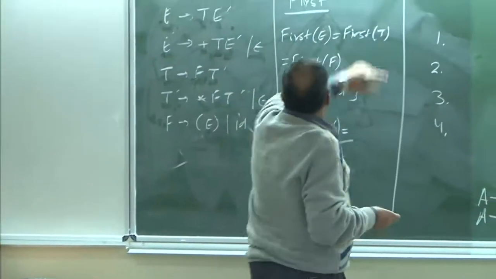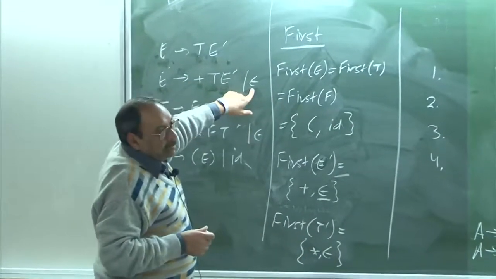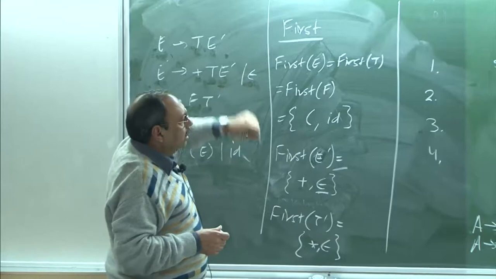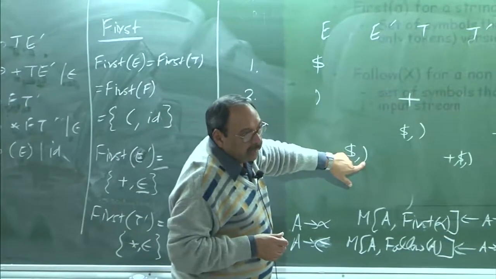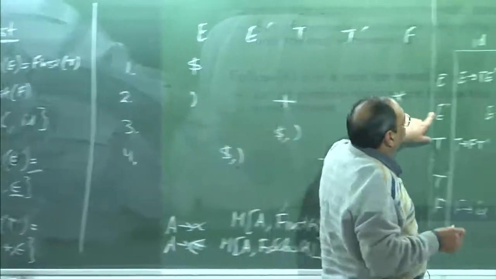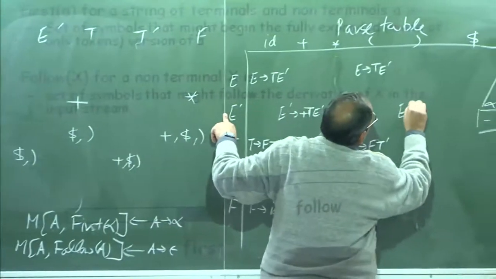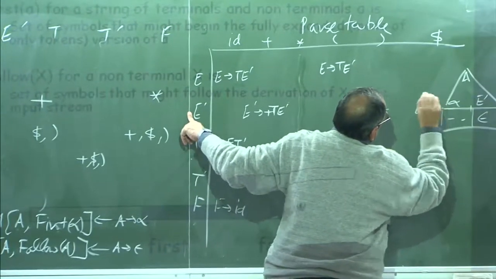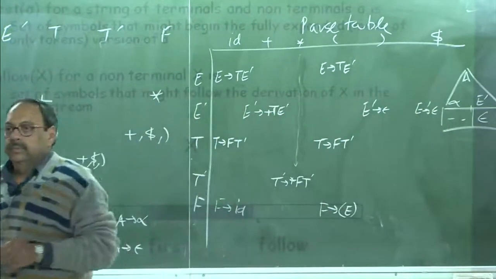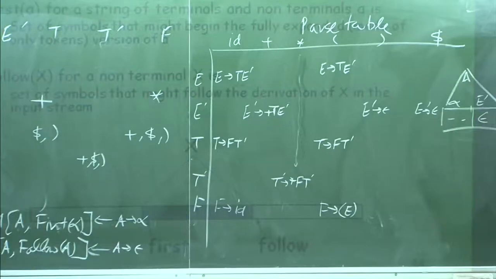Okay? So now if I see that I have a production which says E prime goes to epsilon, let me look at what is the follow set of E prime. And if the follow set of E prime is dollar, right parenthesis, then corresponding to these I say E prime goes to epsilon and E prime goes to epsilon, because these are the two symbols which are in follow of E prime.